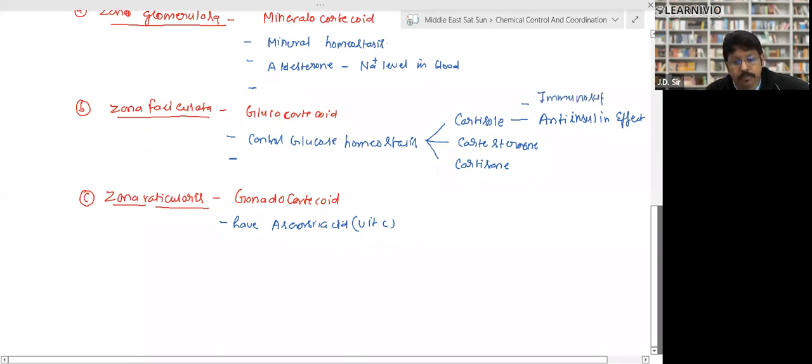Immunosuppressive. We are talking about the cortisol only, right? So cortisol is immunosuppressive, means it suppresses the immune system. That's why it is given during the treatment of allergy.